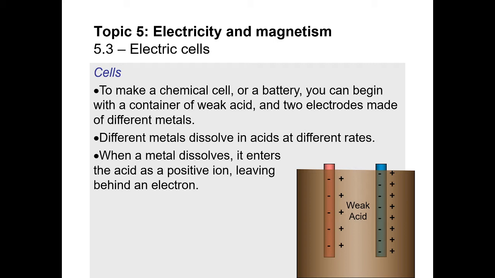Now, when the metal does dissolve, it enters the acid as what's called a positive ion, leaving behind an electron. Everything that we interact with on a daily basis, whether it's a pen or a water bottle or our fingers or a body, everything is made up of atoms. And in the nucleus of the atom, we have protons and neutrons, and orbiting around the nucleus, we have electrons. And electrons are what can be added or taken away from an atom. You can't take a proton or take a neutron or add a proton or a neutron.